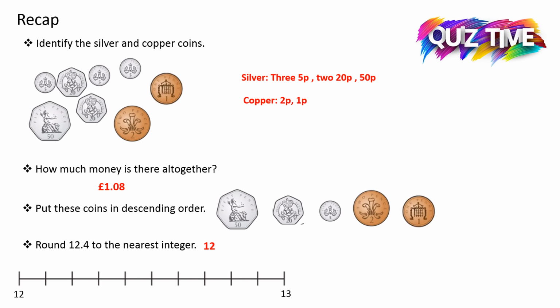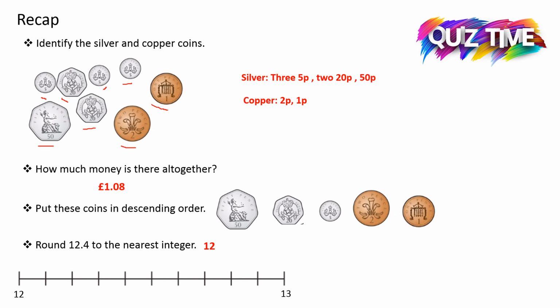So we had 3 5p coins and 2 20p coins and 1 50p coin. They were our silver coins, and the copper coins were the 2 pence and the 1 pence. Well done if you got that correct. And overall there was £1 and 8 pence. Remember, when we're writing money amounts more than £1, you don't need to write the pence at the end, but you definitely need to remember the pound symbol.